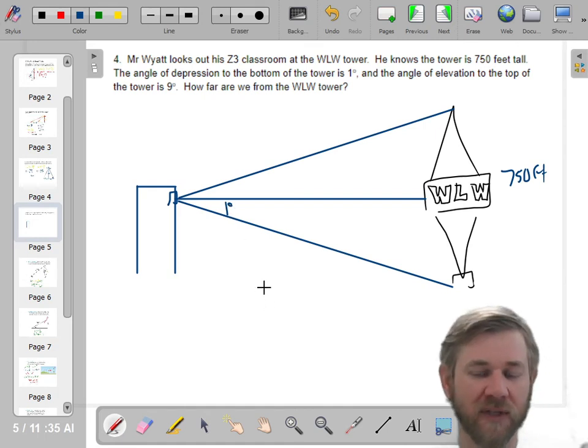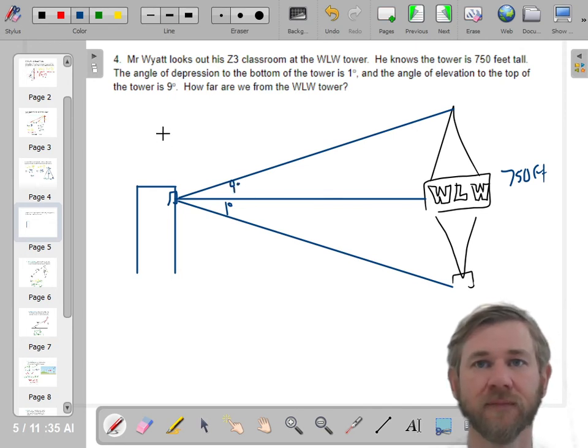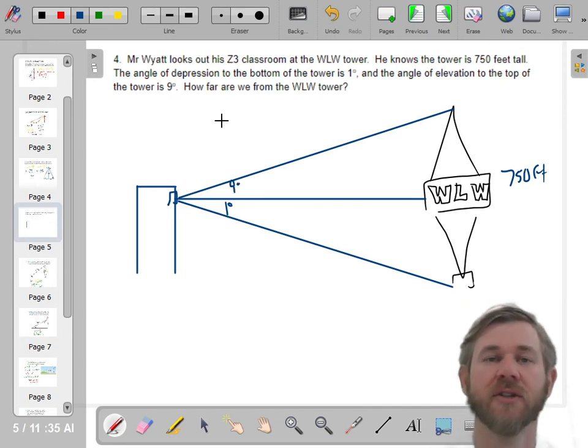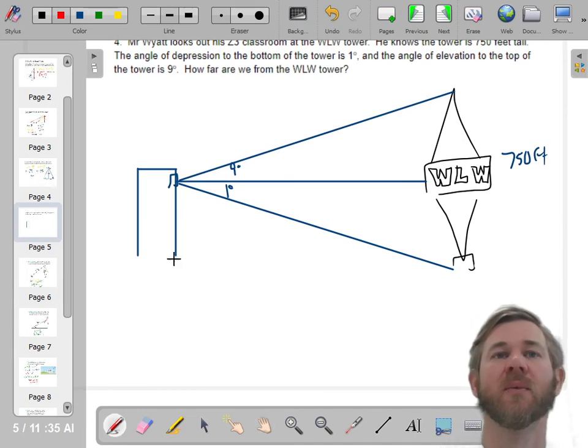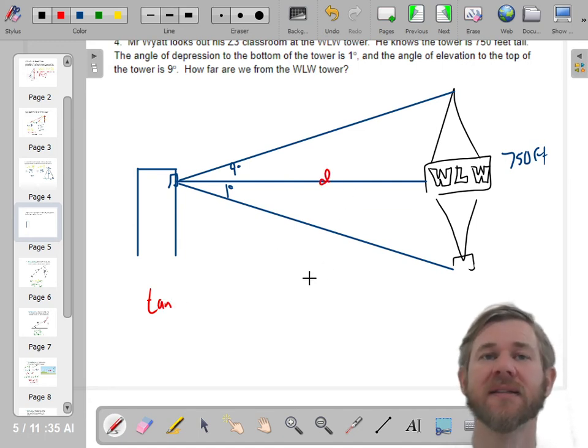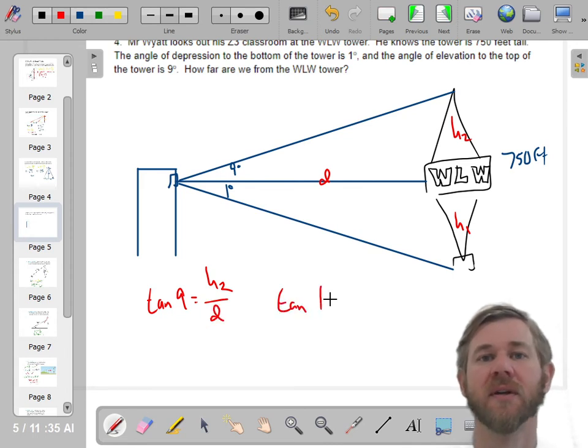And I use my phone. You got that compass thing on your phone, the little protractor. And then this will say 9 degrees, because that's angle of elevation. So what now can we do here? Let's write a couple statements. Maybe this will get the wheels turning. We're trying to find how far we are, this distance. So tangent of 9 degrees is, I don't know this height, let's say H2 and H1, H2 over the distance. And tangent of 1 degree is H1 over the distance.